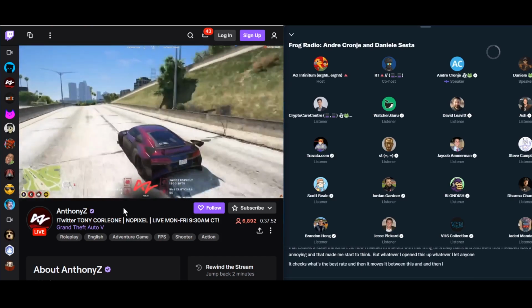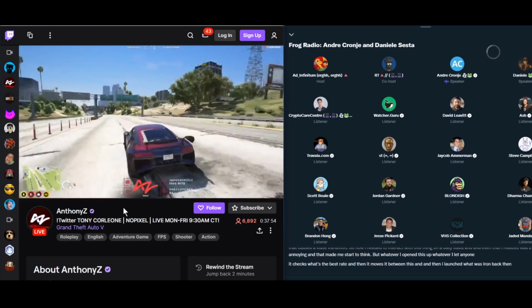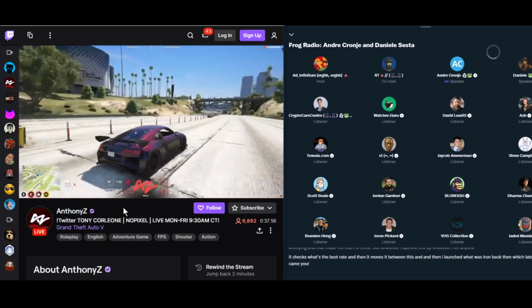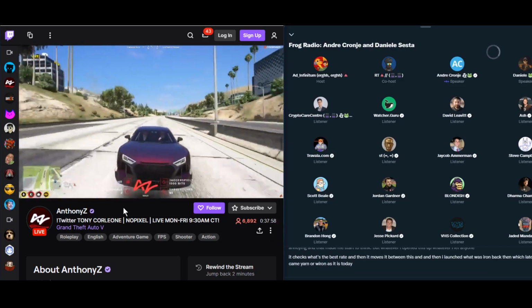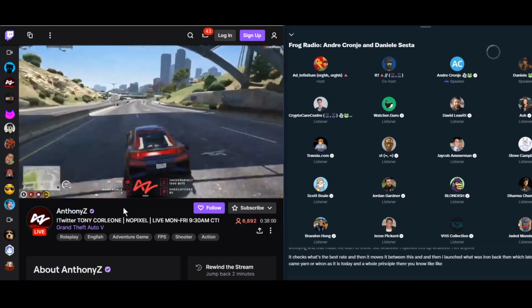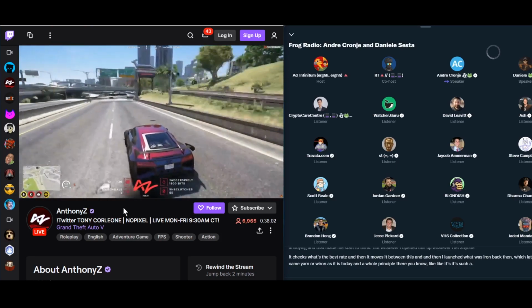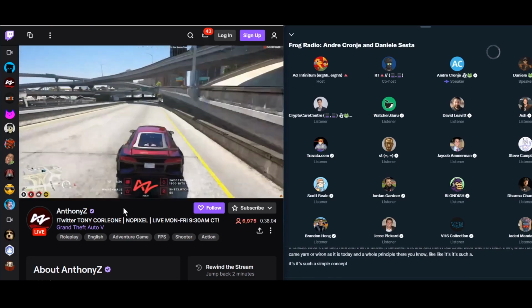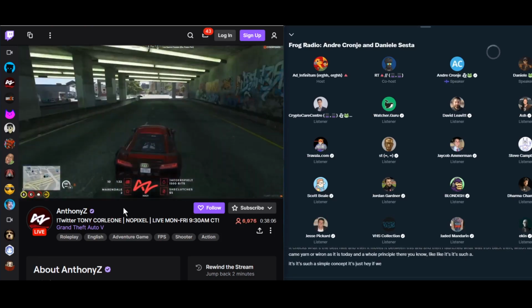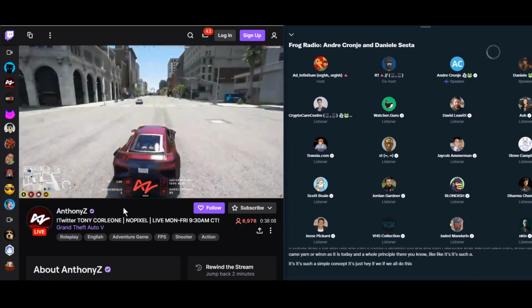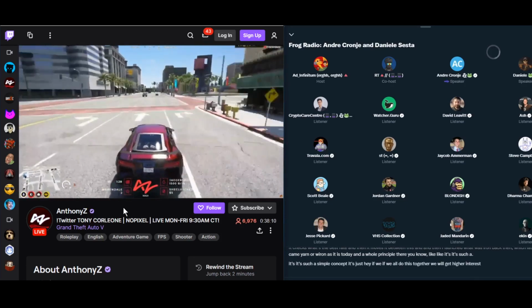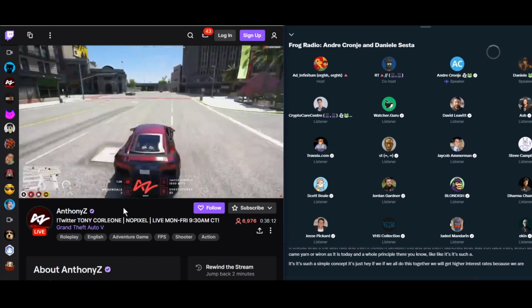So now I needed to interact with this thing on a daily basis. And even that, I realized, was a little bit annoying. And that made me start to think, but what if I open this up? What if I let anyone deposit into this thing, and every time they deposit or withdraw, it checks what's the best rate, and then it moves it between them. And then I launched what was iEarn back then, which later became Yearn, or YEarn as it is today.